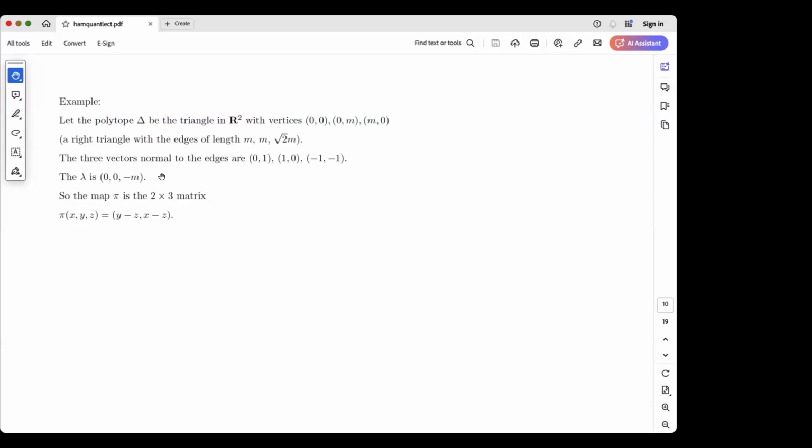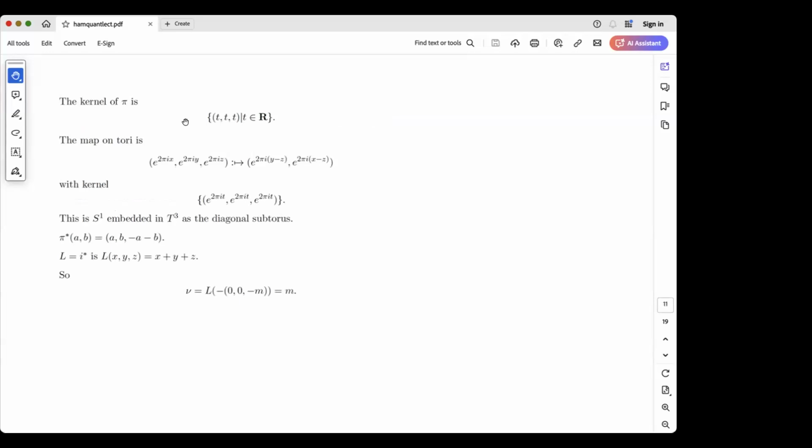So lambda is then 0, 0, minus m. So our matrix pi is the 2 by 3 matrix. Pi sends x, y, z to y minus z, comma, x minus z. The kernel of pi is just t, comma, t, comma, t, where t is a real number. So it's just the real line embedded in R3 diagonally.